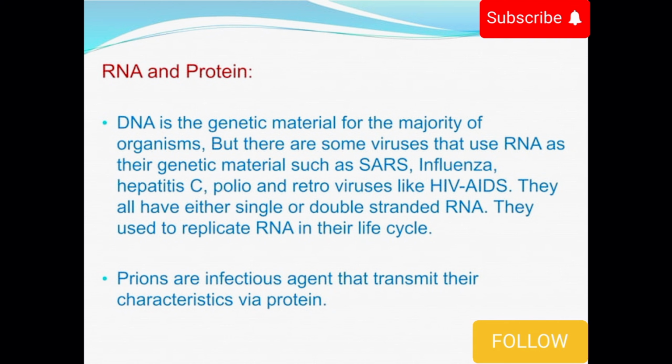But there are certain viruses that use RNA as their genetic material, such as SARS (severe acute respiratory syndrome), influenza, hepatitis C, polio, and retroviruses like HIV/AIDS. They all have either single- or double-stranded RNA, and they replicate RNA in their life cycle, and their hereditary material is RNA. Prions are infectious agents that transmit their characteristics via proteins. An infectious protein particle is known as a prion.